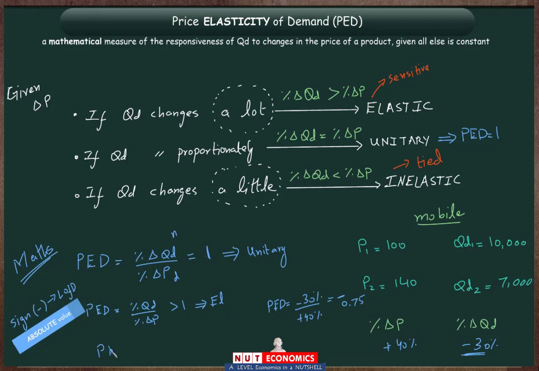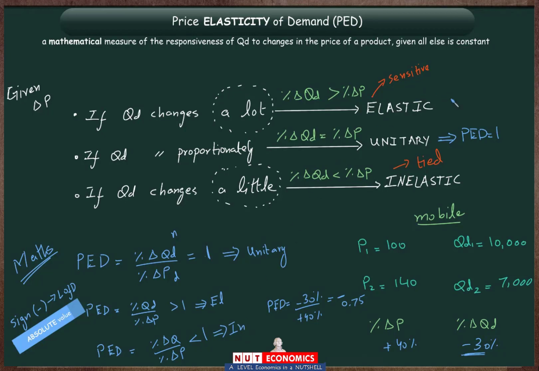And lastly, again, let me write it down. PED is equal to percentage change in quantity over the percentage change in price. Now, the only way this answer can turn out to be less than 1 is when you divide a smaller number by a larger number, which means if the percentage change in quantity is less than the percentage change in price, we know demand is inelastic. Now we know the PED's value will be less than 1.